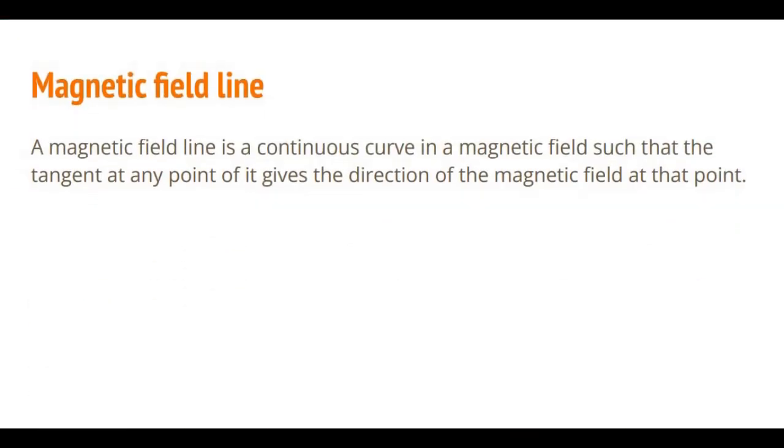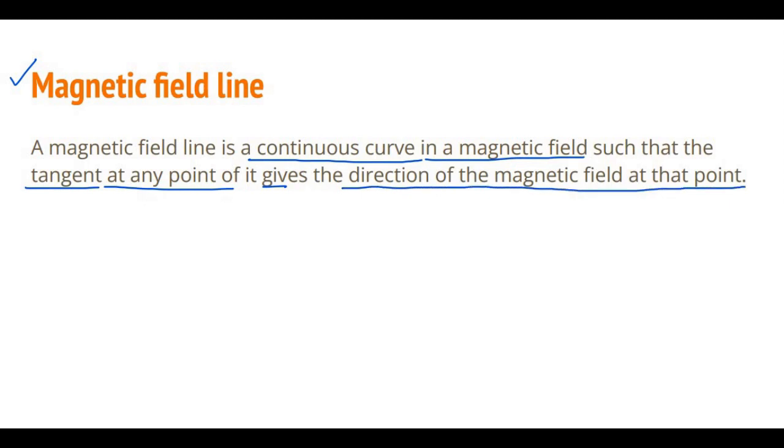So to understand the direction of magnetic field, you have to understand the concept of magnetic field line. This is a prerequisite. So what is a magnetic field line? A magnetic field line is a continuous curve in the magnetic field such that the tangent at any point of it gives the direction of magnetic field at that point. So this statement tells you two things. Two important things, rather two very important things.